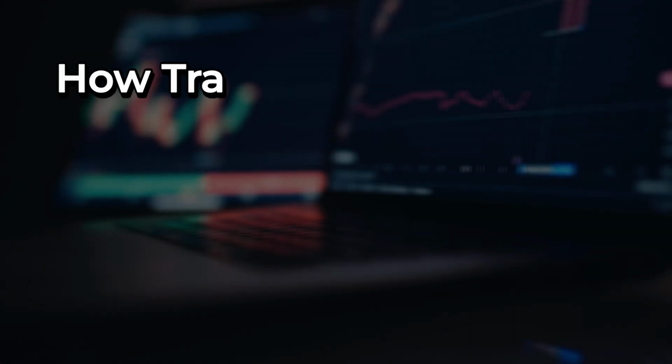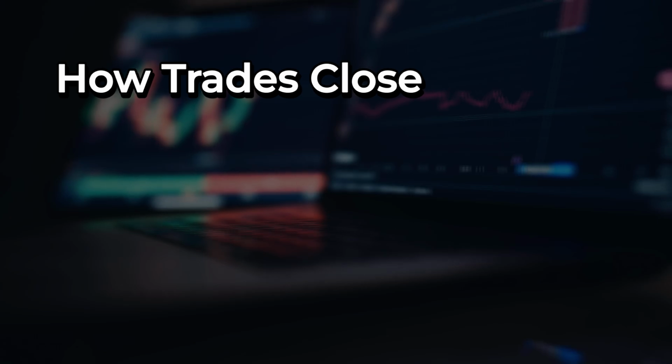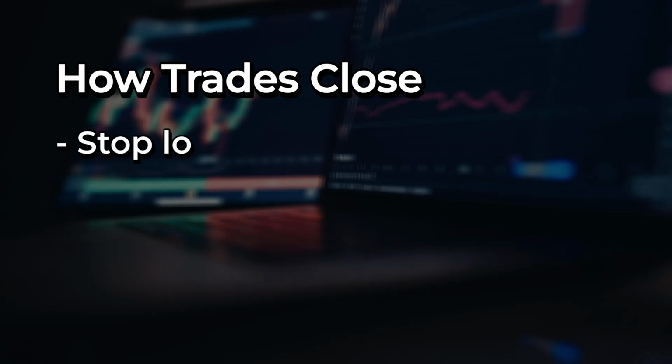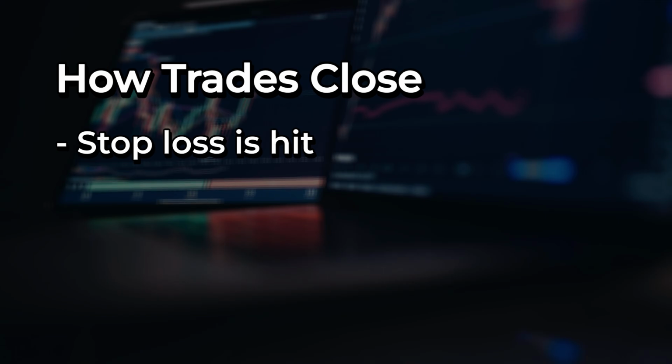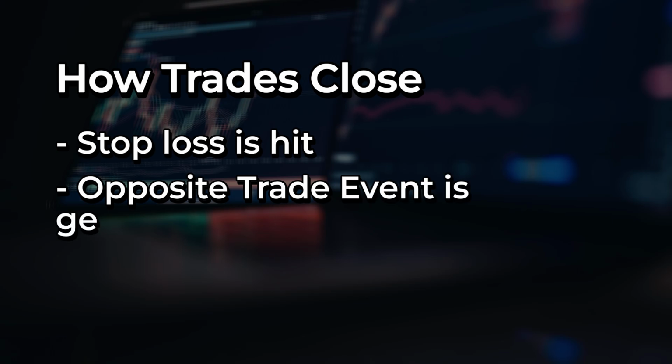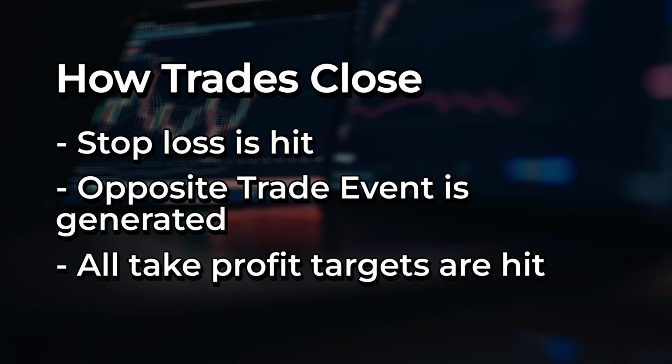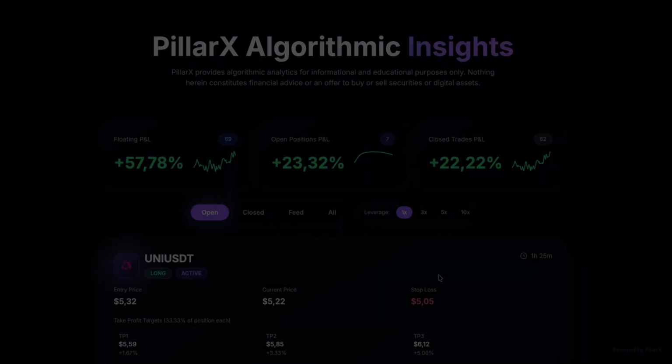How do the trades close? A trade can close in one of 3 ways. First, the stop loss is hit. In this case, the algorithm exits the trade to cap losses. Second, an opposite trade event is generated. The algorithm detects a market reversal and exits early. Third, all take profit targets are reached. The position is fully closed once all profits are realized. Every exit is rule-based and automatic.